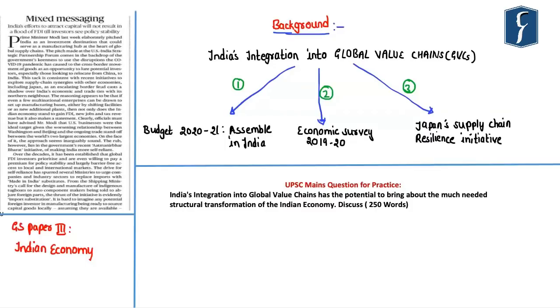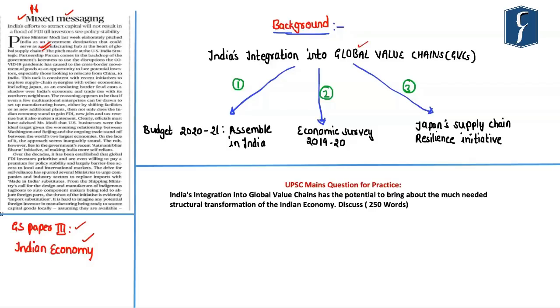Now the first article appears in the form of an editorial on page number 6 and is titled Mixed Messaging. This article shall be important from the perspective of GS Paper 3 Indian Economy. Recently, Prime Minister Narendra Modi addressed the US-India Strategic Partnership Forum. In his speech, Prime Minister Modi pitched for a greater amount of investment into India from US-based companies so that the Indian economy gets integrated into the global supply chains.